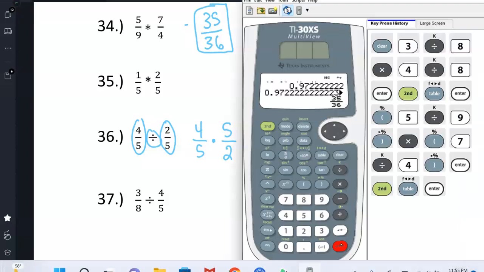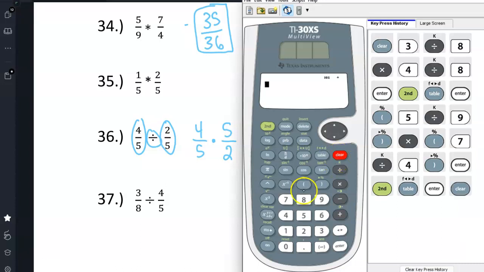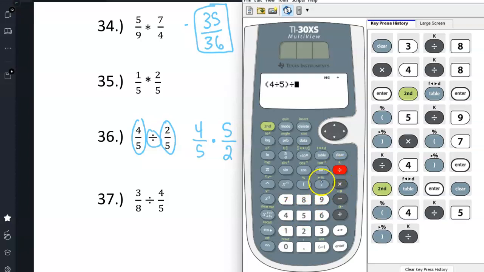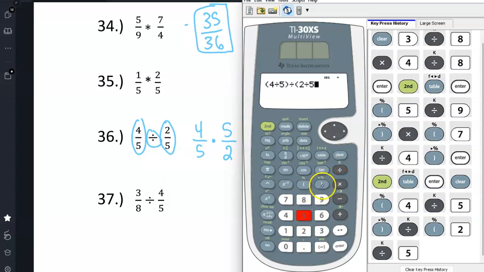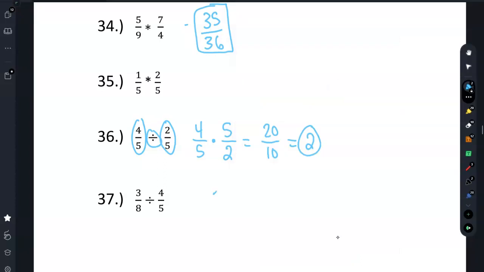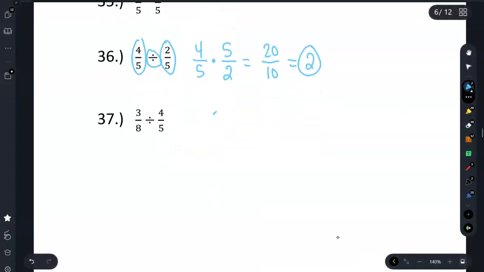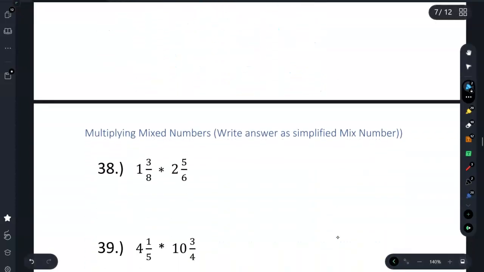Once again, we're just going to let the calculator do all that work for us. So I have 4 divided by 5, and then divided by 2 divided by 5. And I get 2. All right, so same thing I got when I did it by hand. So that's multiplying and dividing fractions.